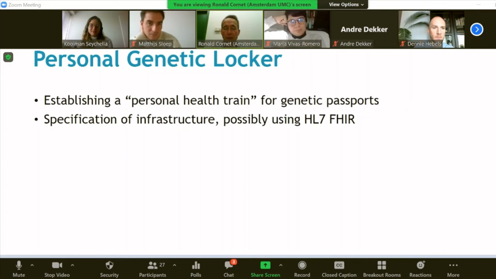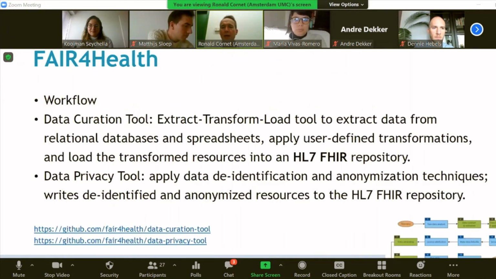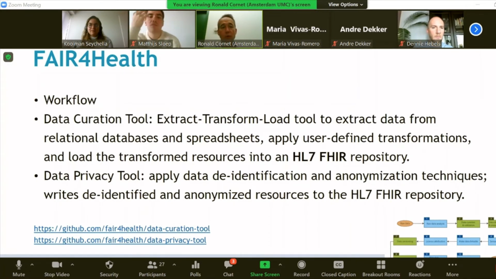And for this, we're currently in the phase of specifying an infrastructure, also looking into HL7 FHIR as the standards to be applied for the exchange of information. The FAIR for Health project, I already showed now in the bottom right, the workflow defined there. Is a project in which, apart from that workflow, we established also 2 tools to support verification.